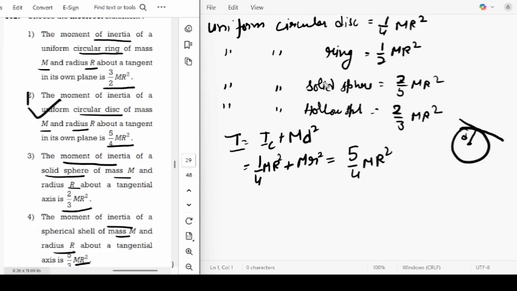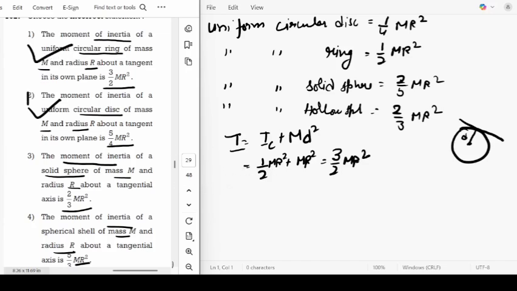Now moment of inertia of ring. To find the moment of inertia, it is 1 by 2 mr square plus mr square. That comes out equal to 3 by 2 mr square. So our option A is also correct.